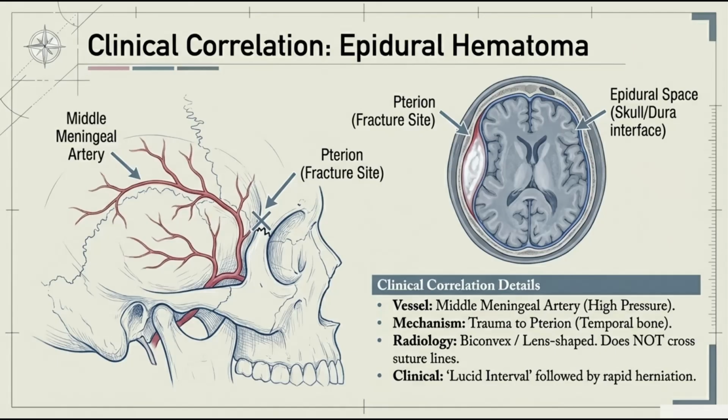Because the dura is tacked down very tightly at the suture lines of the skull, the blood can't spread out. It's contained, so it pushes inward, compressing the brain. This is the classic talk and die syndrome. The patient has a lucid interval and then crashes as the pressure builds.